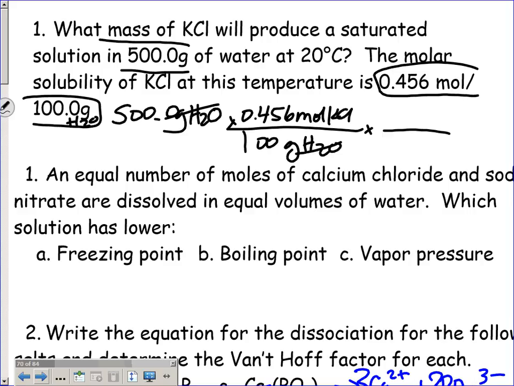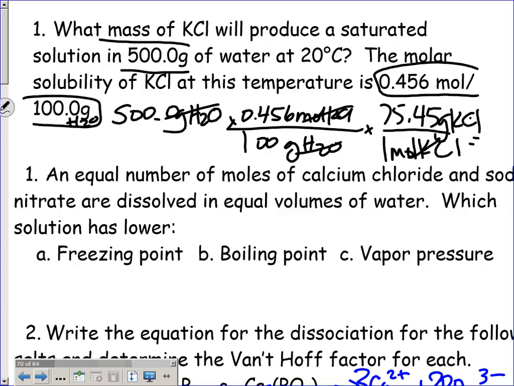Molar mass, right? So potassium weighs like 39, and then chlorine weighs 35.45, so it's like 75.45 grams per 1 mole. Basically you can use a solubility curve, but I gave you the point that's on the solubility curve in moles versus in grams, so you could have converted it from there.